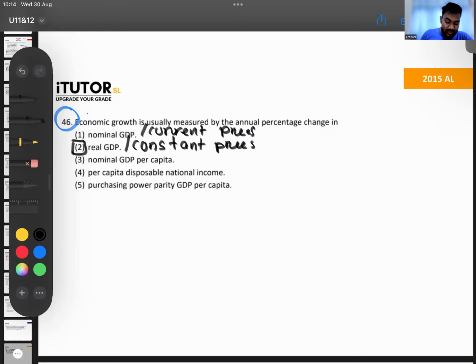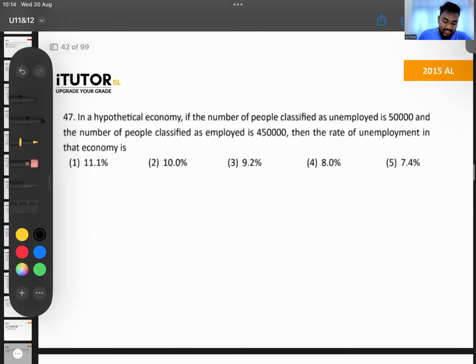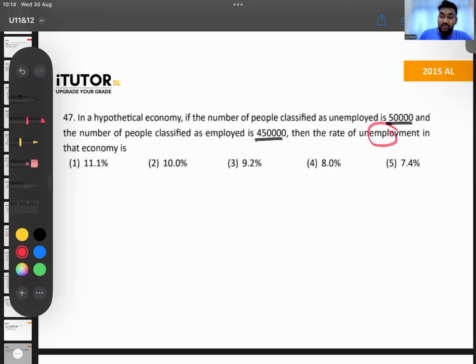Right, 47. In a hypothetical economy, if the number of people classified as unemployed is 50,000 and the number of people classified as employed is 450,000, what is the unemployment rate? How do you find the unemployment rate? Number of people unemployed divided by your labor force. How many are unemployed? 50,000.